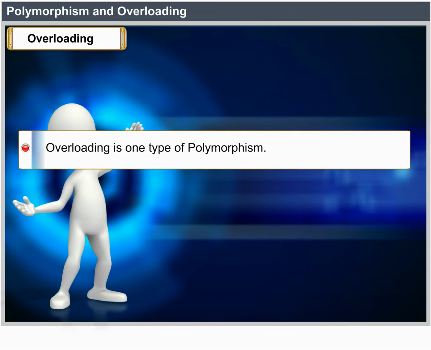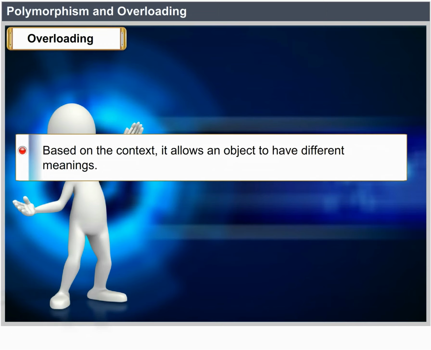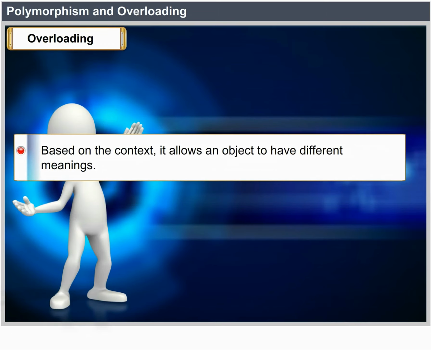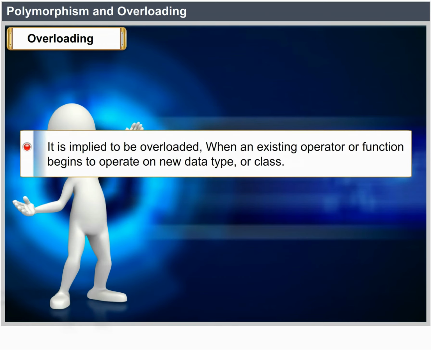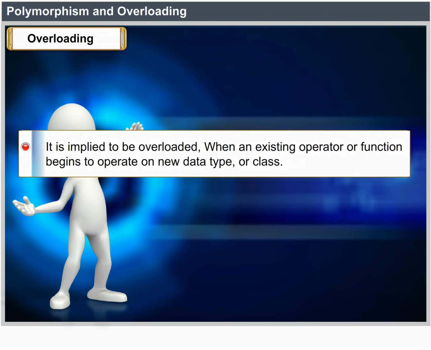Overloading is one type of polymorphism. It allows an object to have different meanings depending on its context. When an existing operator or function begins to operate on a new data type or class, it is understood to be overloaded.